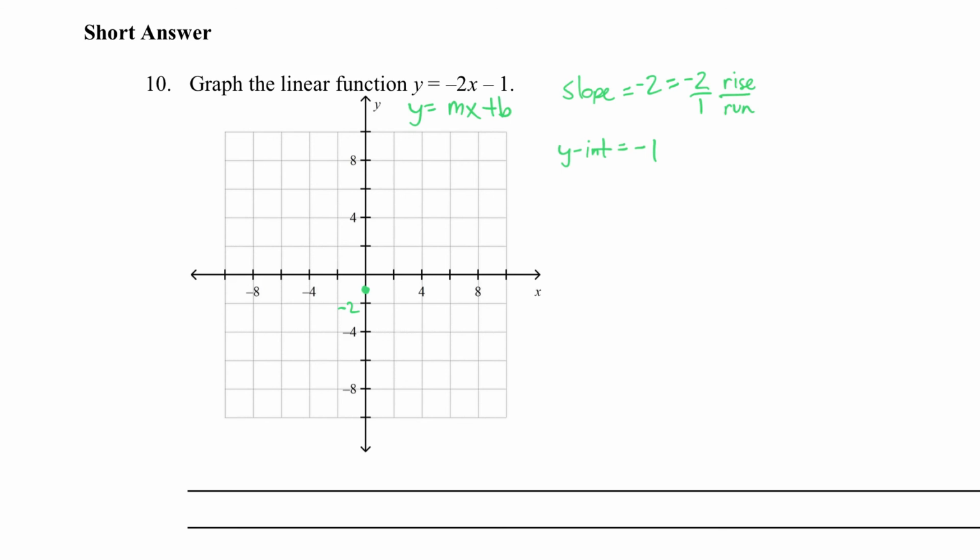So down 2, so I'm at -1. I go 1, 2, and then to the right 1. So it's about there, right? Because if this is 2, then 1 is right there, and I'll go down 2 and to the right 1. So the line looks like that right there. That is our line. God, that is a terrible arrow.